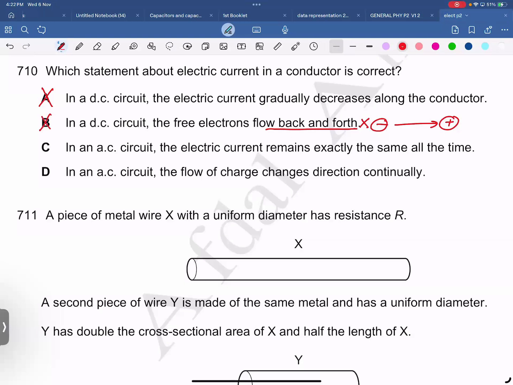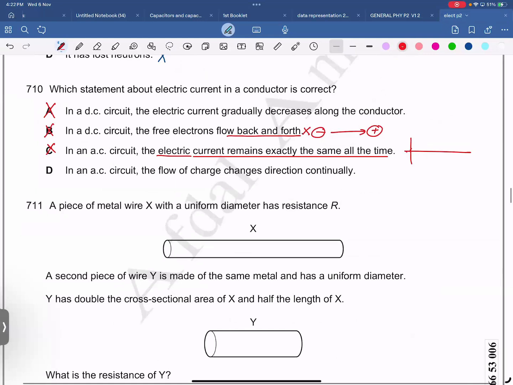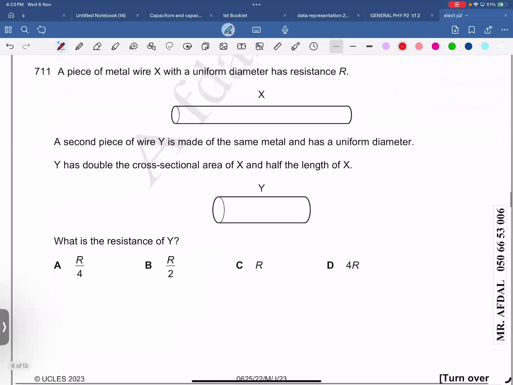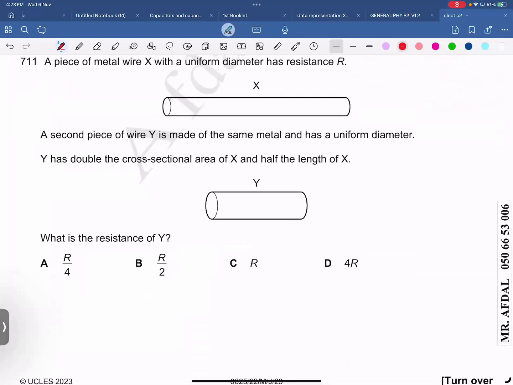In AC, electric current remains exactly the same all the time. No. AC keeps changing. It doesn't remain constant. Also wrong. In AC, the flow of charge changes direction continuously. Yes. Look, up, down, up, down. So positive, negative. AC's definition is the current whose direction keeps changing periodically, continuously. Option D.